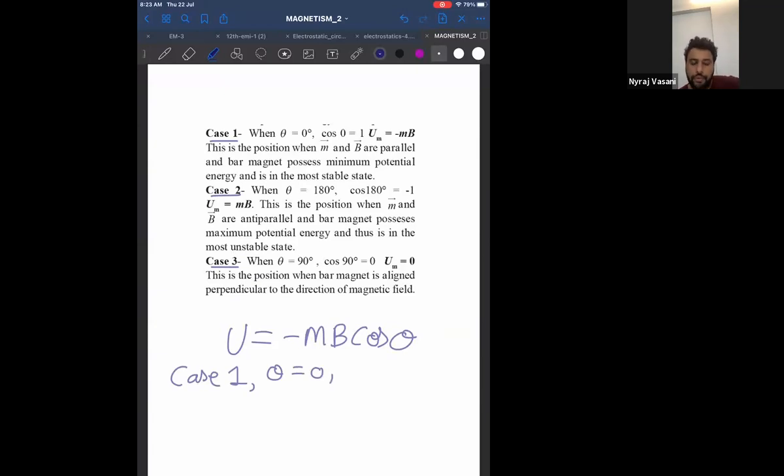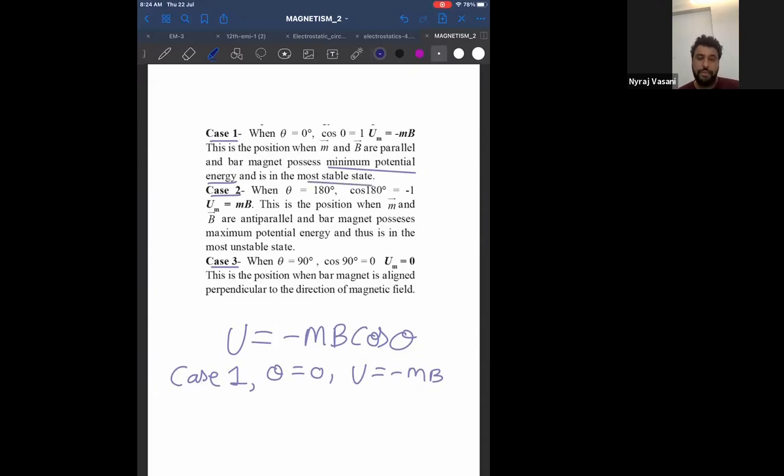Tell me, if I put theta equal to 0 in my formula, what will be my answer? Minus MB. Can I say it will be U equal to minus MB? Correct. So theta equal to 0, U is equal to minus MB. So can I say this answer is the minimum potential energy? It is the minimum potential energy because it is minus MB. That is why it is in the most stable state.